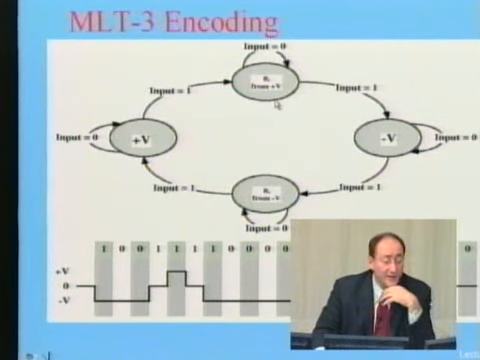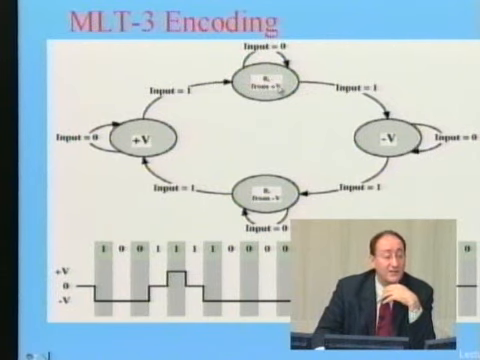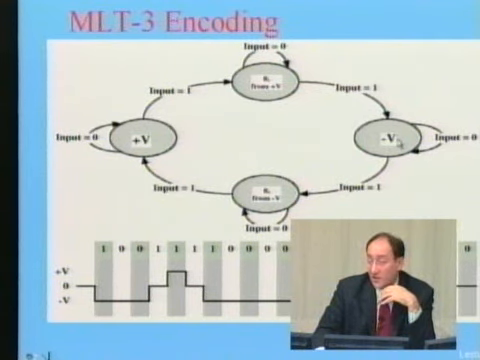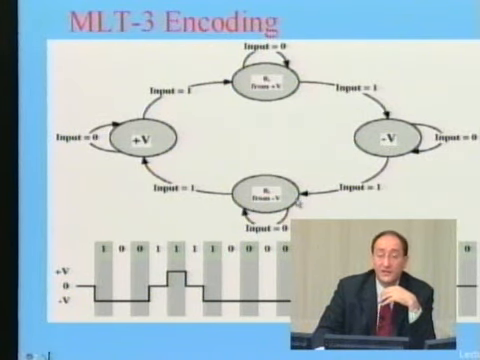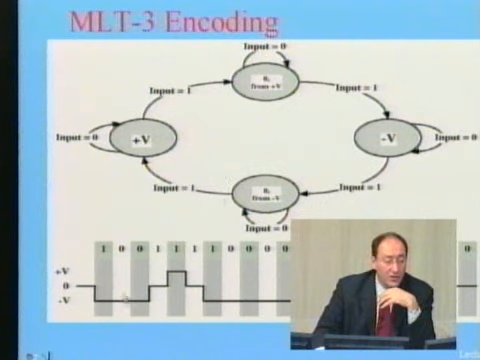It works like this: if I have a 0, I stay at the same level. If I have a 1, I go to the next level. After 0 plus, the next level is minus. If I am here and I receive a 0, I stay. If I have a 1, I go to the next state, and so on and so forth. So what I'm going to get is something like this.